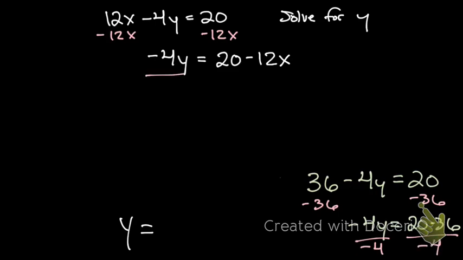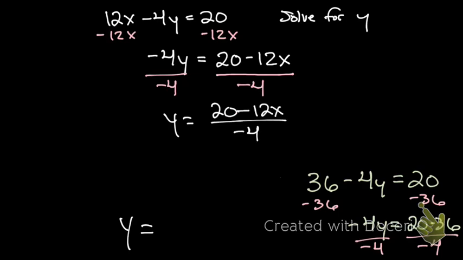Notice I'm doing it to the entire side. I multiply or divide both sides by negative 4. And there we're going to get y equals 20 minus 12x over negative 4. That wasn't the answer that was listed, though, was it?